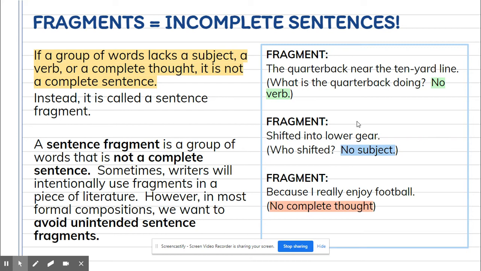All right, and then our last fragment, you should recognize this type of structure here. Because I really enjoyed football. We have a subject, I. We have a verb, enjoyed. But what's coming before that subject? That's our awoobus word. That's the b in awoobus. That is one of our subordinating conjunctions, which causes this to be a dependent clause. And as we know from last unit, dependent clauses cannot stand on their own. If we put a period at the end of them, then that makes them fragments. So it is not a complete thought.